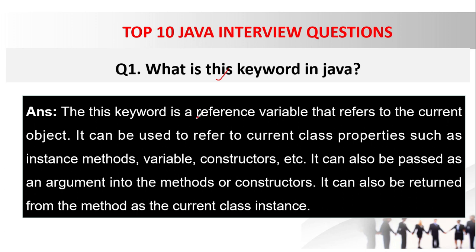So this keyword is a reference variable and it refers to the current class instance or object. Using this variable, we can refer to an instance method, an instance variable, as well as a constructor. Also, we can pass this as an argument to a method or a constructor. Also, we can use this keyword for returning the current class instance in a method. So in a method, if you want to return the current class instance as a value, then you can use this keyword.